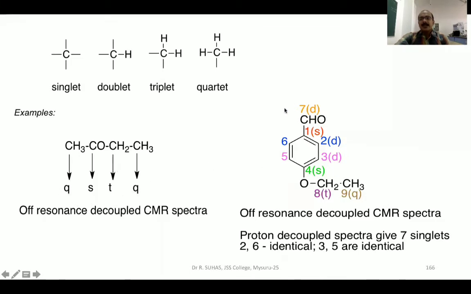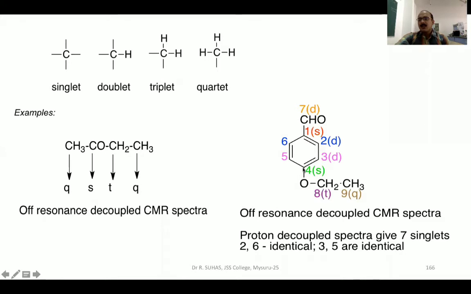We will take another example here. In this case, when you take the off-resonance decoupled NMR spectra, it is shown in different colors, and this is the aldehyde group, COH. Only one H is attached to the carbon, so 1 plus 1 is 2. That is, this aldehyde group will give a doublet. This is the second carbon. The second carbon has got only one hydrogen directly attached to it. 1 plus 1 is 2, doublet. Here the same case, doublet.